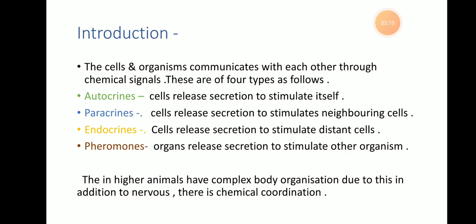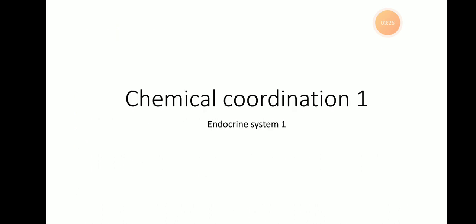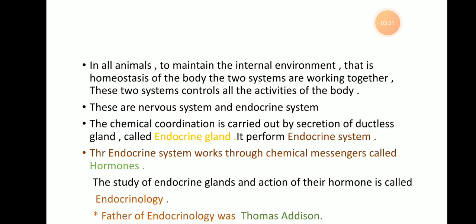So different types of signals are produced in the body, and due to this, the cells or the animals of the same species become stimulated. So this function takes place only and only by means of the chemical coordination between them. Actually, in the higher animals, the complex body organization is present. Due to this, in addition to nervous coordination, there is need of chemical coordination, no doubt.